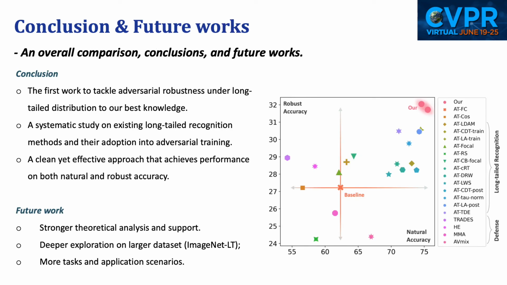In summary, we first propose a challenging and realistic new task that tackles adversarial robustness under long-tailed distribution, along with a systematic study and a clean yet effective method. This is an interesting attempt towards real-world robustness and leaves a lot more to explore in future works.